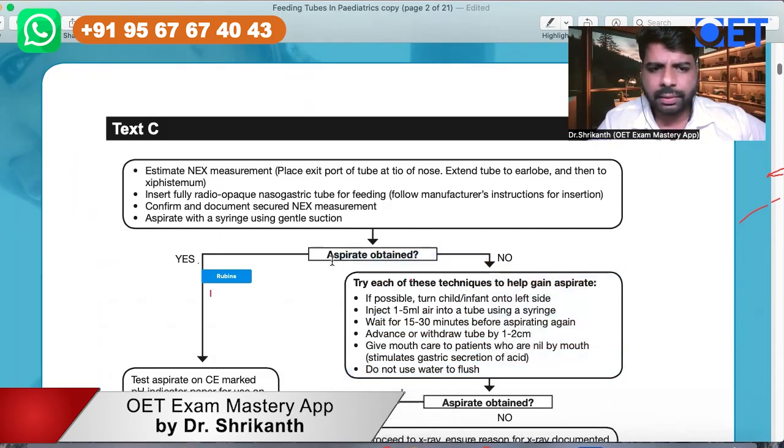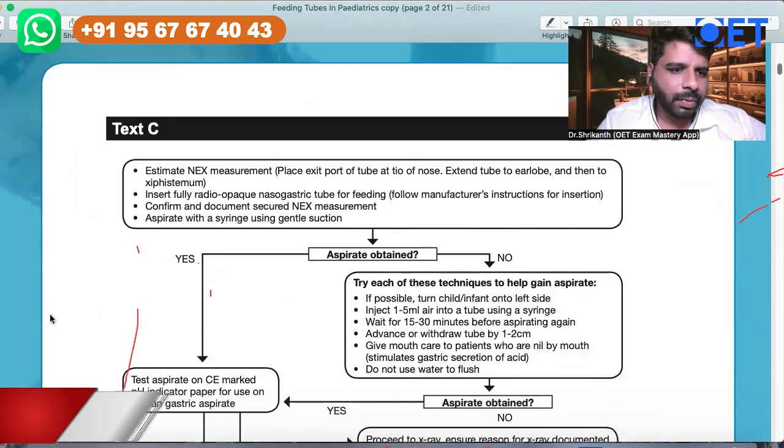Now what is text C, Rubina? What are you doing, Rubina? All right.